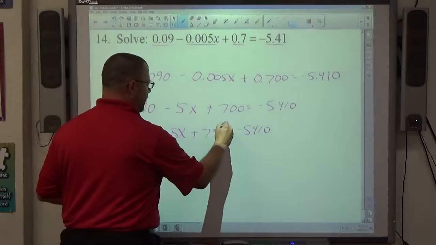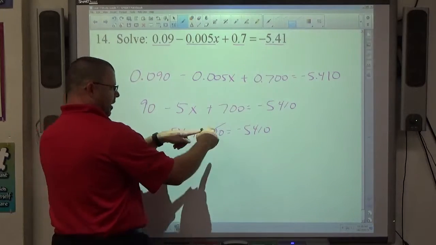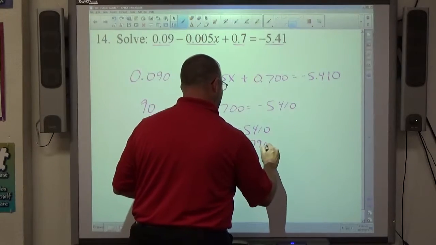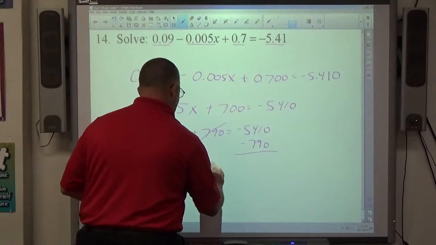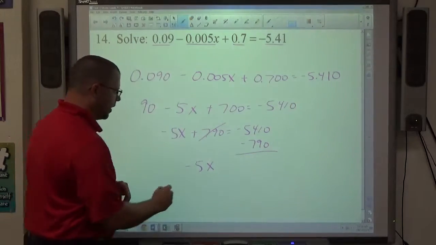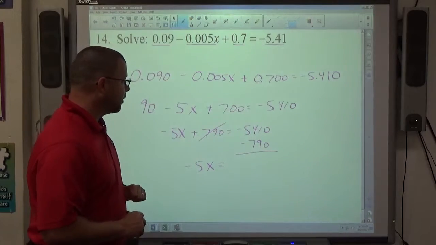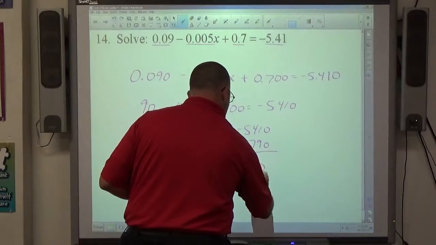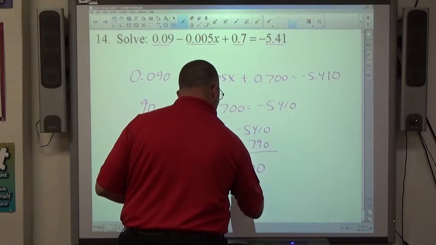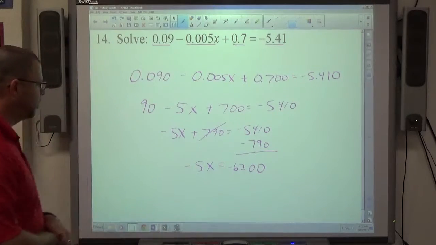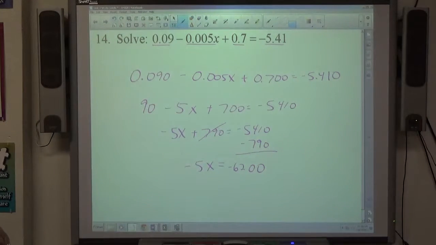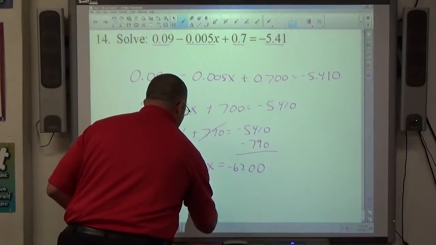I'm going to move my 790 over to the right. It's positive on the left, so it becomes negative 790 on the right. Negative 5x sticks around on the left-hand side. On the right-hand side, my signs are the same sign, so I'm going to add them together. 0, 0, carry the 1, 2, carry the 1, 6,200, negative 6,200. And if negative 5x equals negative 6,200, we simply divide by negative 5.